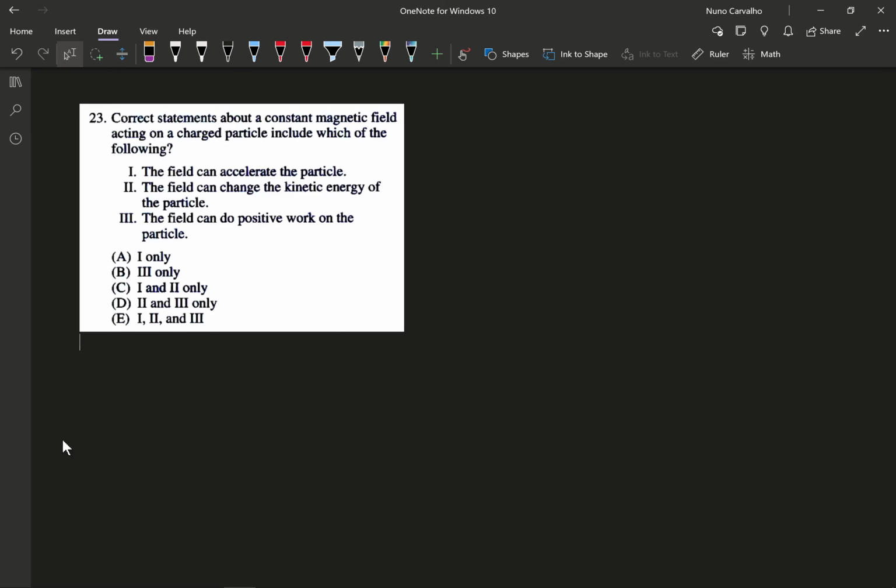Number 23 is also a tricky problem. We're told that the correct statements about a constant magnetic field acting on a charged particle include which of the following, and then we're given three statements. Let's think about it. So, one, the field can accelerate the particle. Well, that's true because a magnetic field can definitely create a magnetic force, right? And we know that a net force is also the same thing as acceleration.